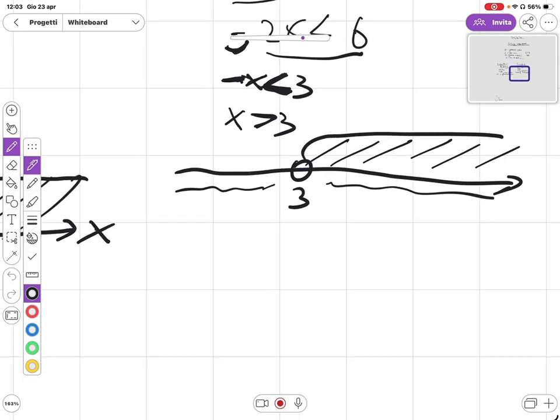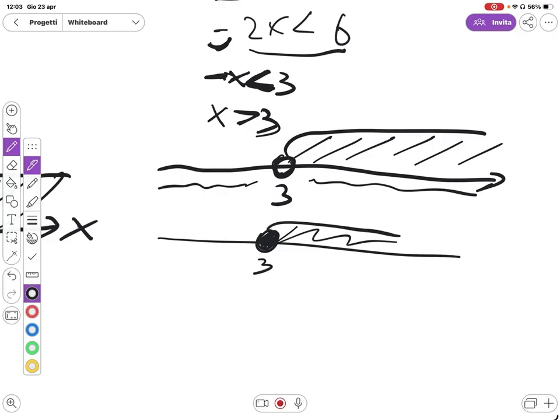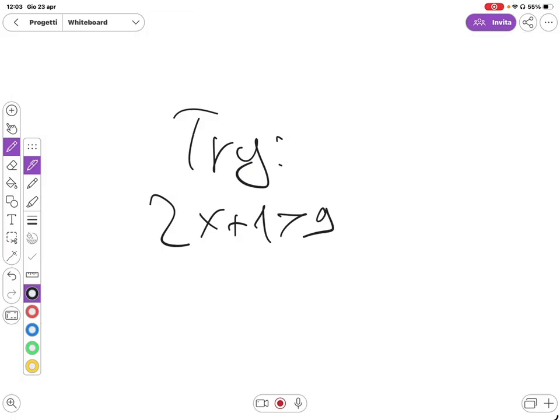So we need to clarify that when we draw an open point, it means that 3 is not included, so it's bigger than 3. However, if we draw a filled point, it means 3 can be included. So this is x more than or equal to 3, and this is x more than 3, not including 3. Try to solve this example by yourself.